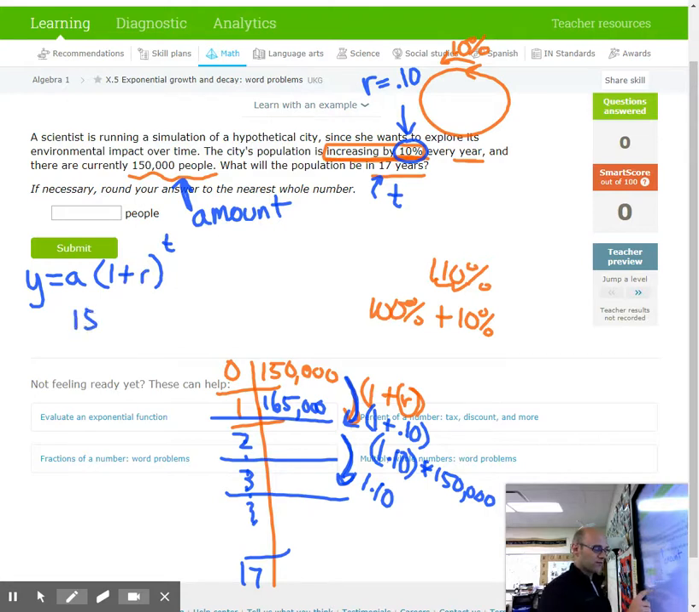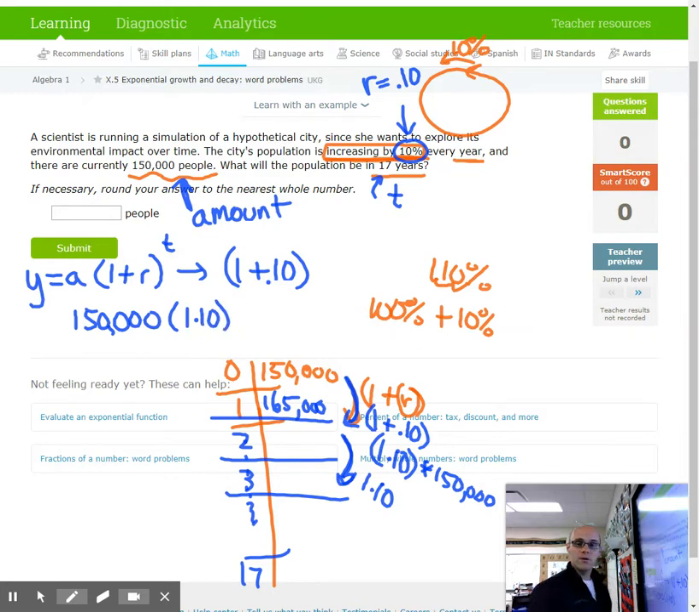We would take 150,000, our initial amount, and we're just going to multiply it times, okay, we already figured out that 1 plus 0.10 would give us 1.10. So we're going to take 150,000 times 1.10, and then we're going to take that times it 17 times, which we usually just use an exponent there. That's the t part. Sorry, that was supposed to be a 17. If you type this in, you'll get your answer.